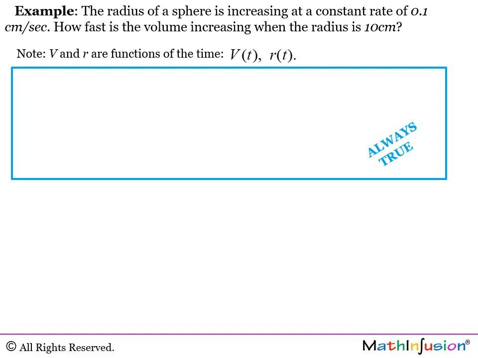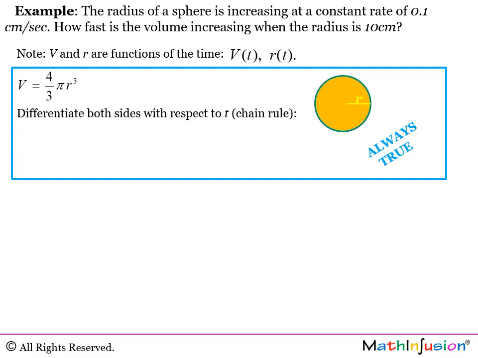The only thing that is always true is the connection between V and R. V is the volume of a sphere. It equals 4 over 3 pi r to the power of 3. Differentiate both sides with respect to t, and we get dV/dt equals 4 pi r to the power of 2 dr/dt.